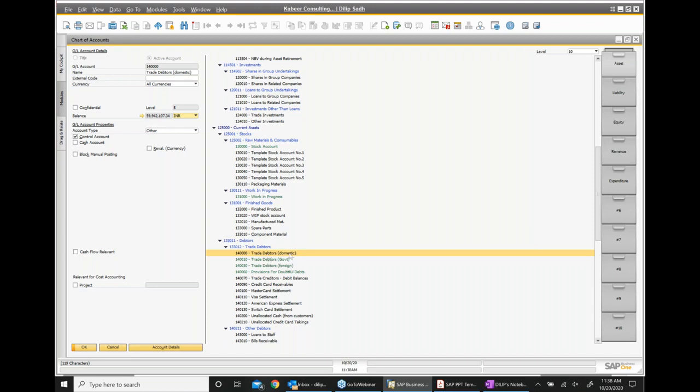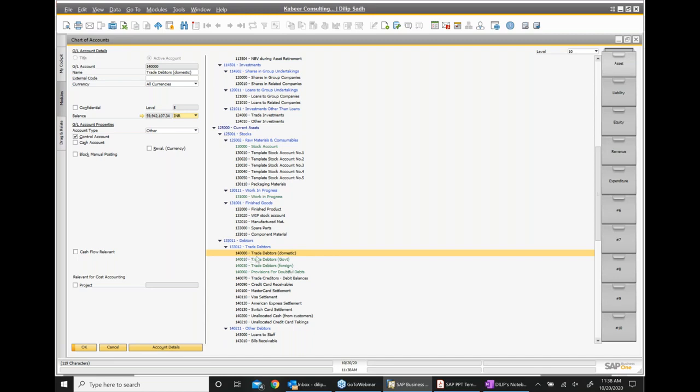Trade debtor domestic basically means, let's say I have a customer in India. So these are my domestic customers. Then I want a separate bracket for my government customers, because we are working with the government also. So we can have a trade debtor account in the government bracket. Then we have a trade debtor foreign. That basically means I'm also an exporter of goods. So you can have 3 accounts.